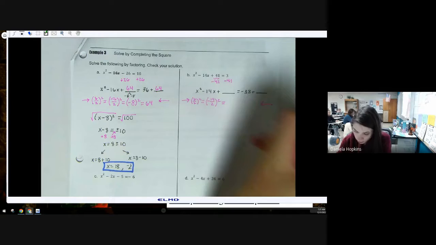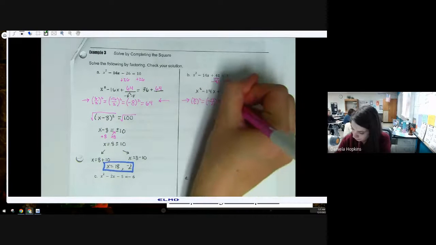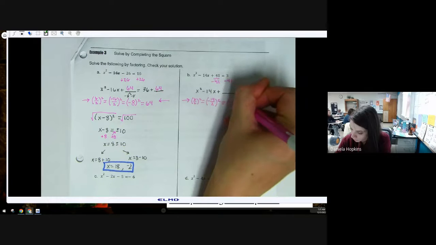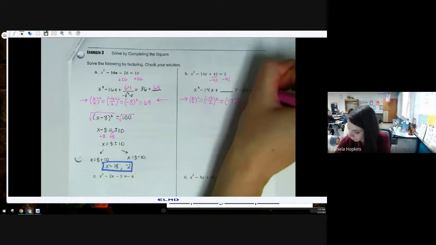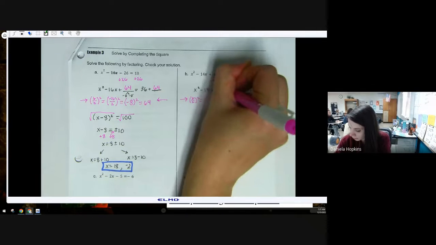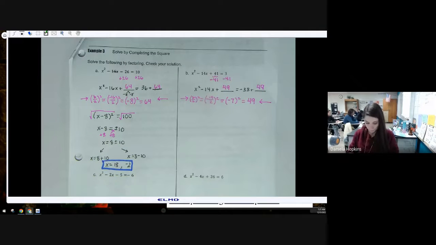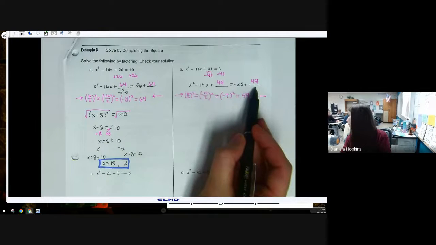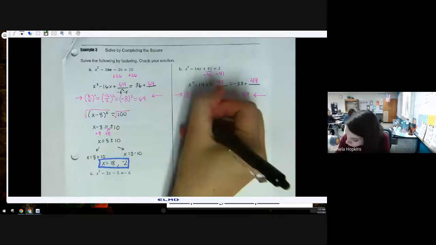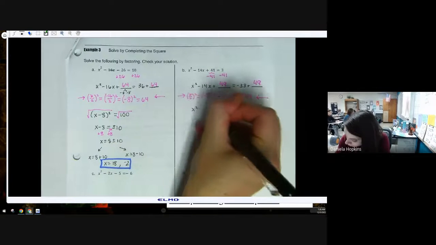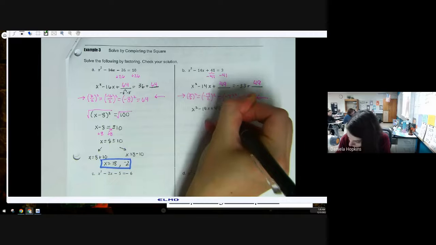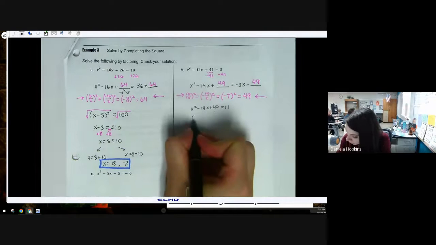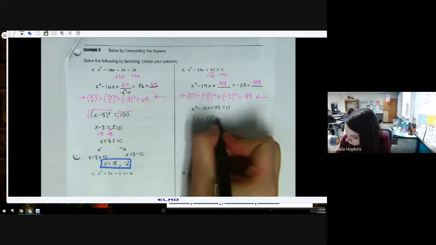What is negative 14 divided by 2? Negative 7. And what's negative 7 squared? 49. So I'm adding 49 to both sides. Which is good because that makes this positive. So now I don't have to worry about an i thing when I take a square root. So I have x squared minus 14x plus 49 equals 11. And then this will factor as x minus 7 squared equals 11.